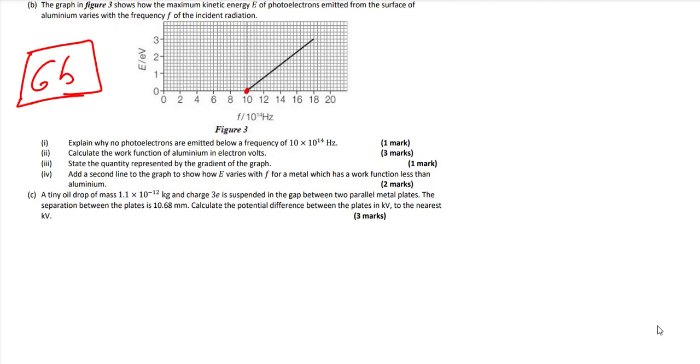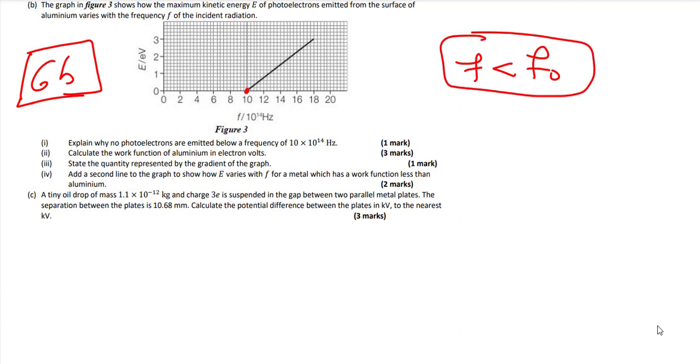It means that the frequency below 10 is less than the threshold frequency, and so no electrons can be emitted, since the condition for electrons to be emitted is that F should be greater than or equal to F naught. And also from 0 to 9.99999, what we realize is that the energy of the incident radiation is less than the work function, hence no electrons can be emitted since the conditions are not met. So those are the two things we can see. And for electrons to be emitted, E should be greater than or equal to the work function.